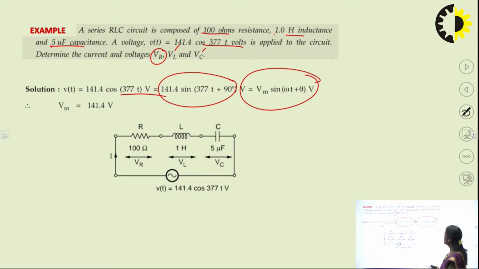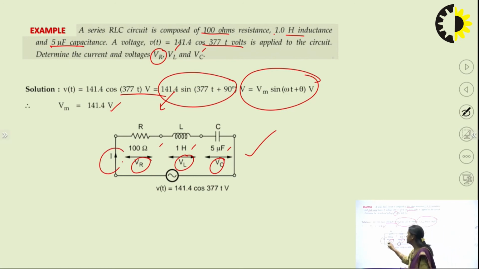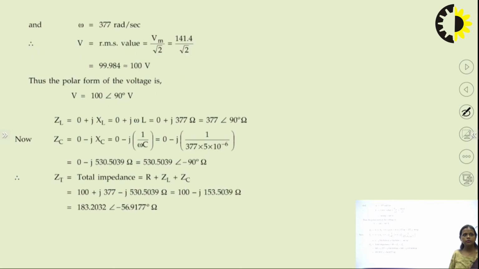So now you know that this value is the maximum value. From here you can get the maximum value, and according to the quotient you can draw this circuit. R is 100, L is 1 and C is 5 microfarad, and you have to find this VR, VL, VC, and you have to find the current, right? So what will be the approach?